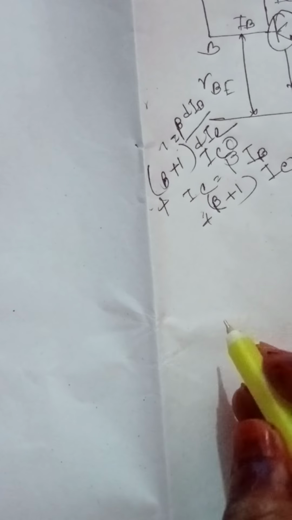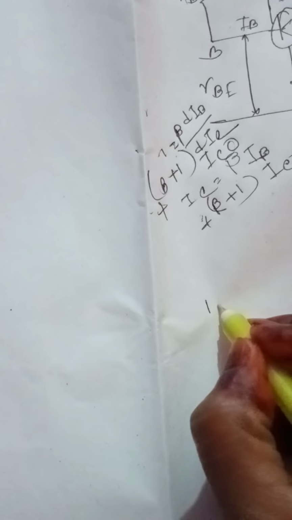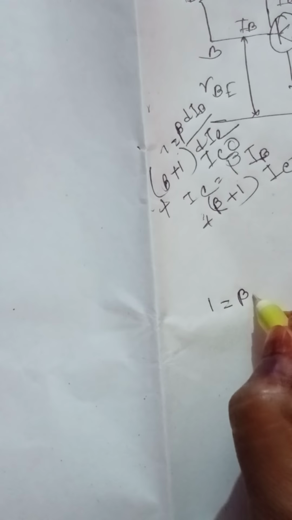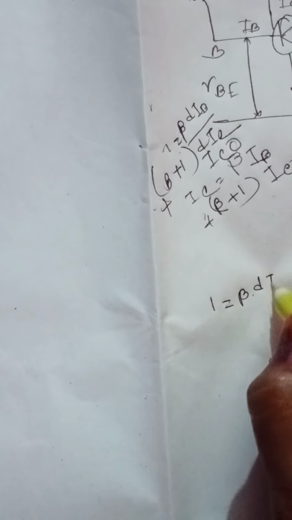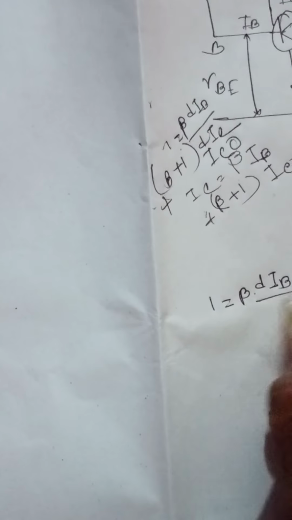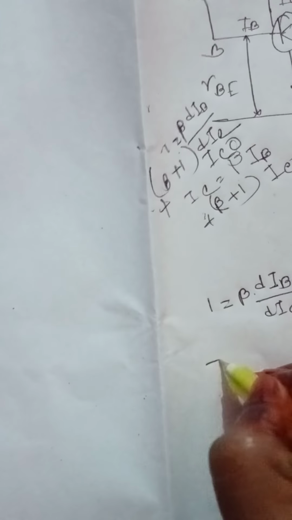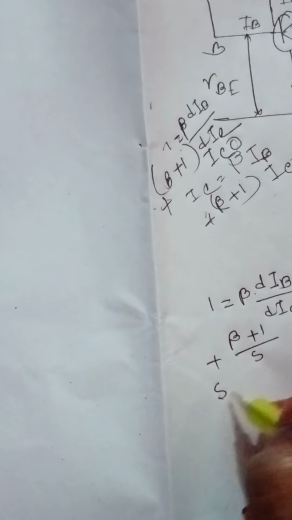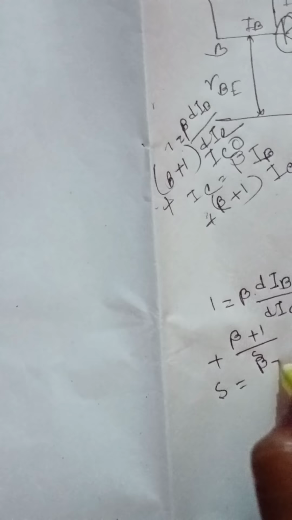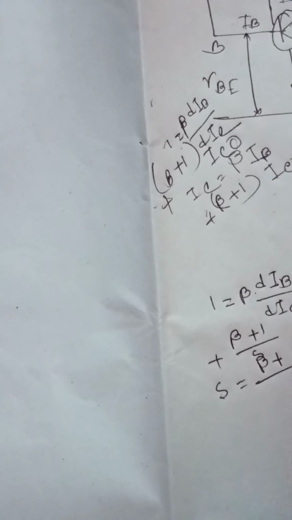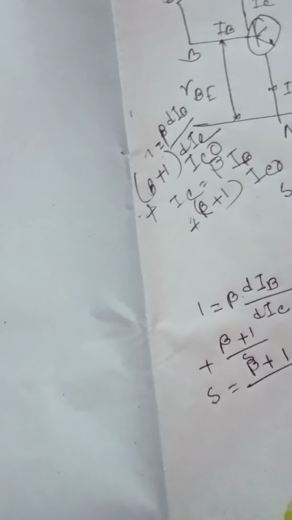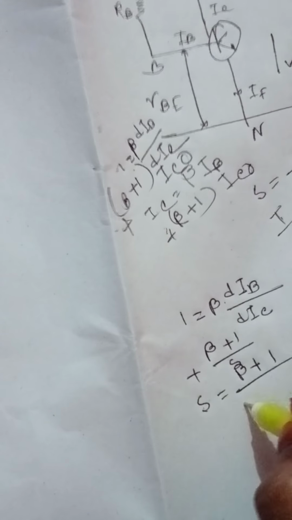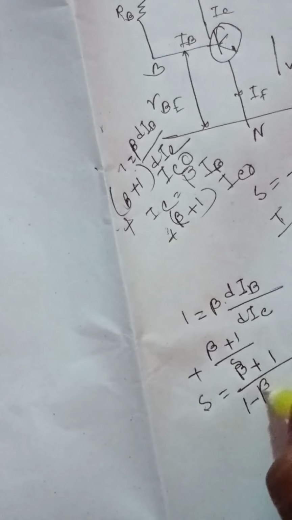Like 1 = beta dIB/dIC plus (beta plus 1) dICO/dIC. So S = (beta plus 1) / (1 minus beta dIB/dIC).